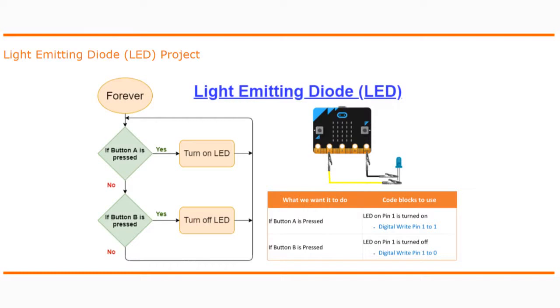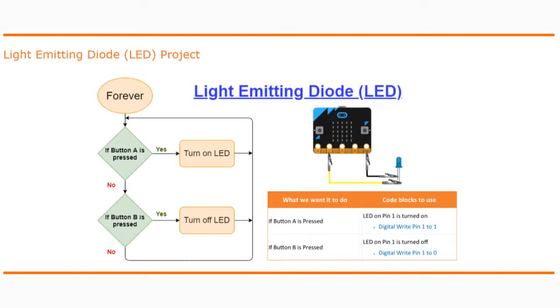Now for our flow chart, we want our program to constantly check on whether button A or button B is being pressed. If button A is pressed, then we want to turn on the LED that is attached to pin 1 on your microbit. If button B is pressed, we'll be able to turn that LED off. Keep in mind that when turning an output on that is digital, we must digitally write the pin to 1 in order to turn it on, and digitally write the pin to 0 in order to turn it off.